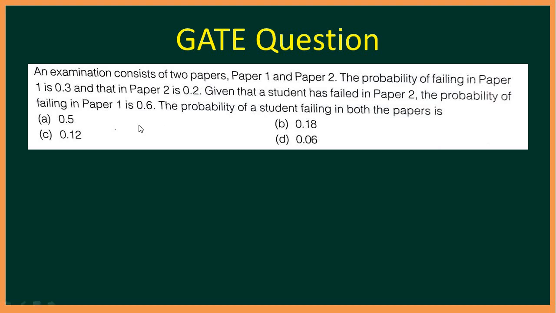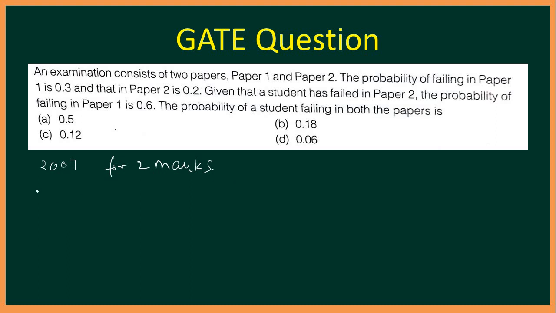This question was asked in GATE 2007 for 2 marks. An examination consists of 2 papers, paper 1 and paper 2. The probability of failing in paper 1 is 0.3, and in paper 2 is 0.2. Given that a student has failed in paper 2, the probability of failing in paper 1 is 0.6. The probability of a student failing in both the papers is?